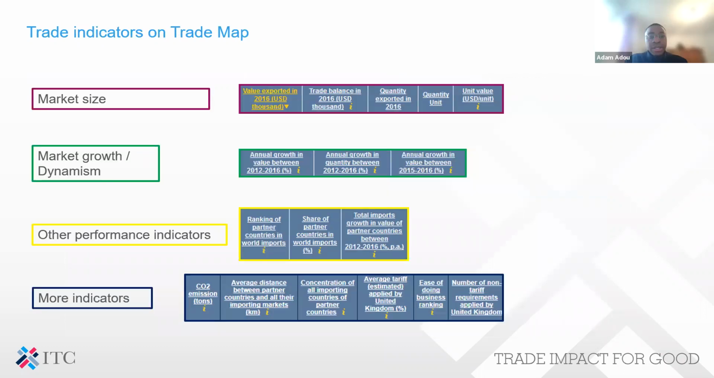So on TradeMap, what you're going to see displayed in general in the table, you will be able to look at trade indicators to base your analysis. So you have 4 types of trade indicators. You have the one for market size, the one for market growth, performance indicators, and some additional indicators. We're going to see more in depth during the demo.